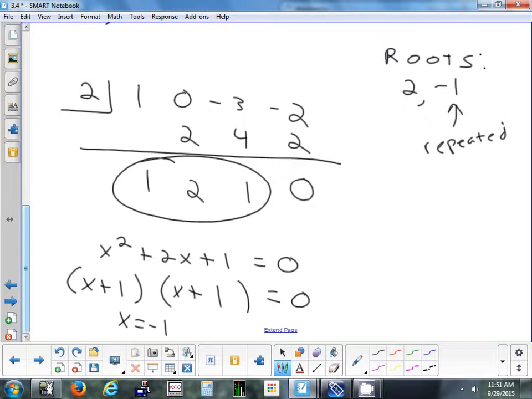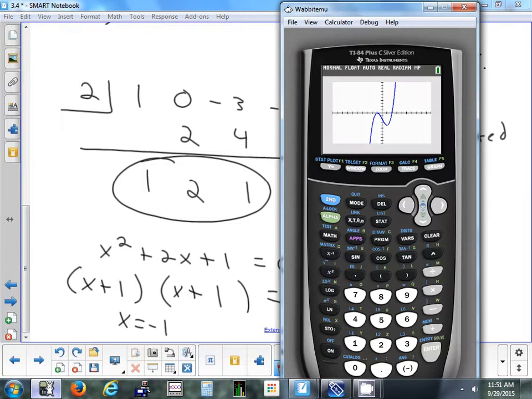Okay, remember what we said yesterday about a repeated root? The graph is going to go up, touch negative 1, and then go back away from it real quick. That's exactly what happens here. So just by looking at that, we should have maybe had an idea. Negative 1 was a repeated root.